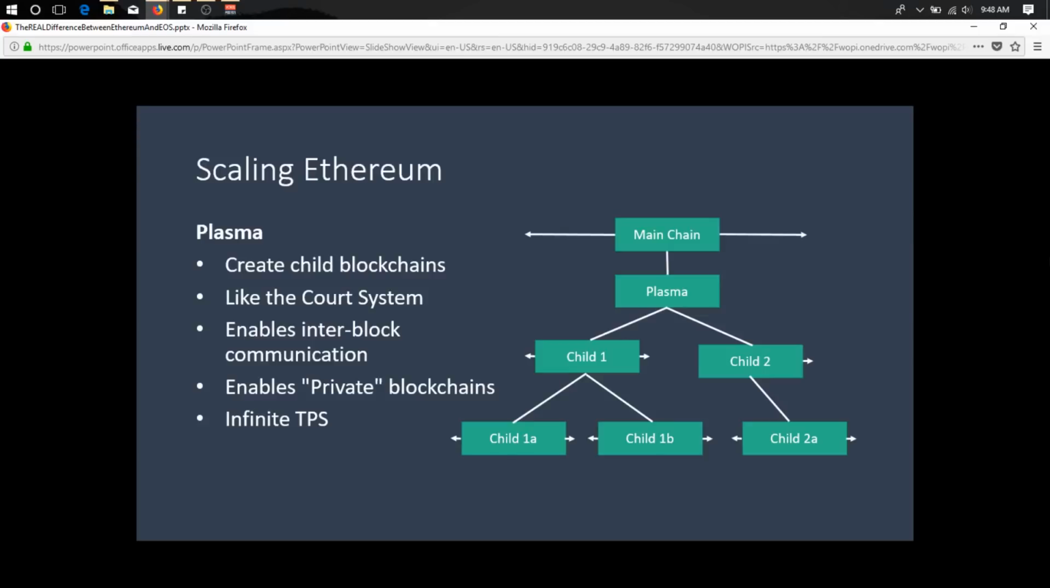Plasma essentially allows the creation of child blockchains from the main chain, and then the ability to create other children from the first children, and so forth. Here's a quick graphic I drew where the Ethereum main chain is at the top, and then Plasma creates child chains from the main chain. And then more child chains are created from those chains, and it keeps on growing.